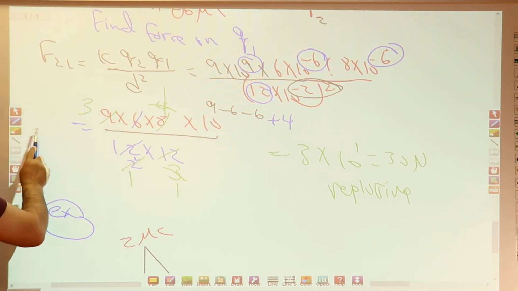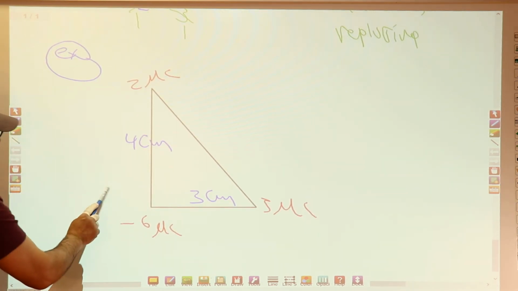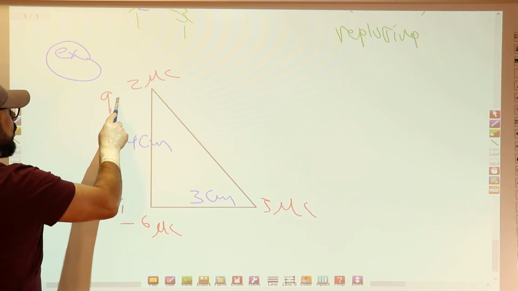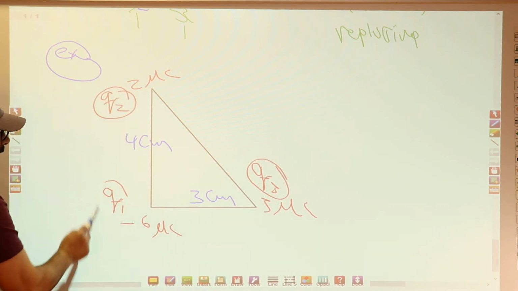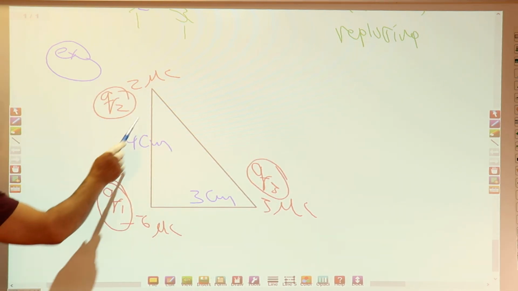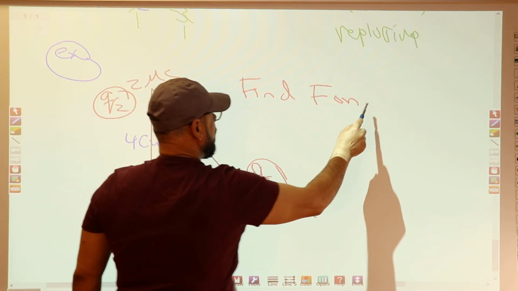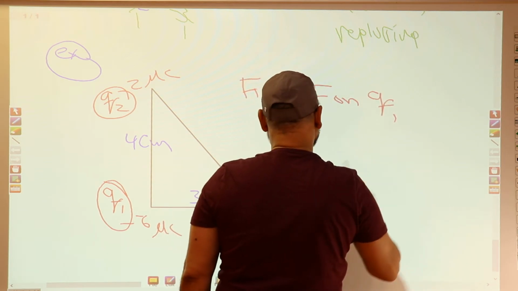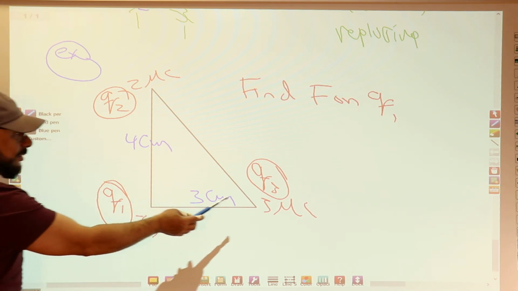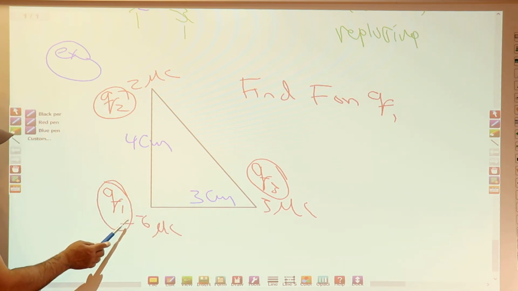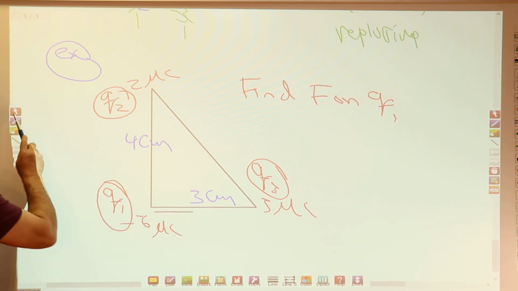Now, if this is charge 1, this is Q1, this is Q2, this is Q3. Fine, this is negative, right? F on Q1. The first step I'm going to do, guys, is see how this one, this plus, this negative, right? This guy is going to move. This guy is going to move to where? This way.